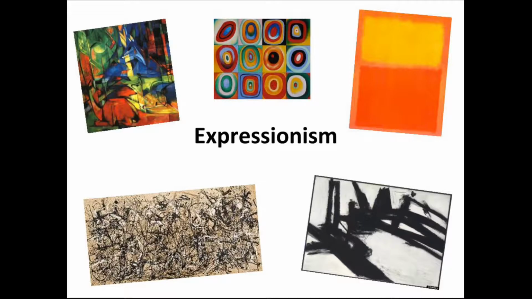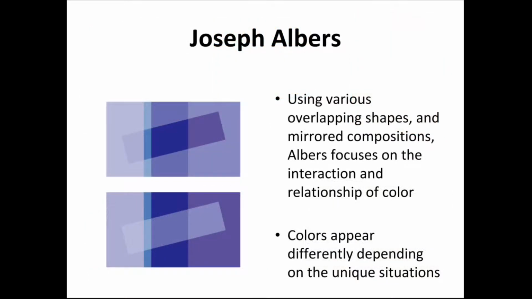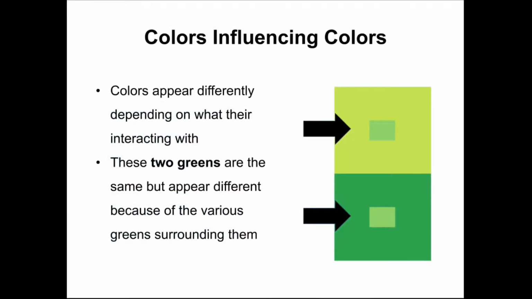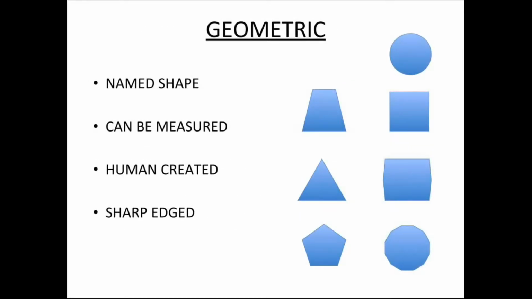And now to review content from last time. Last time we met, we learned about an artist named Joseph Albers. Joseph Albers was known for using very similar colors, but trying to make them look different depending on the colors that they were interacting with. He also was known for using geometric shapes.